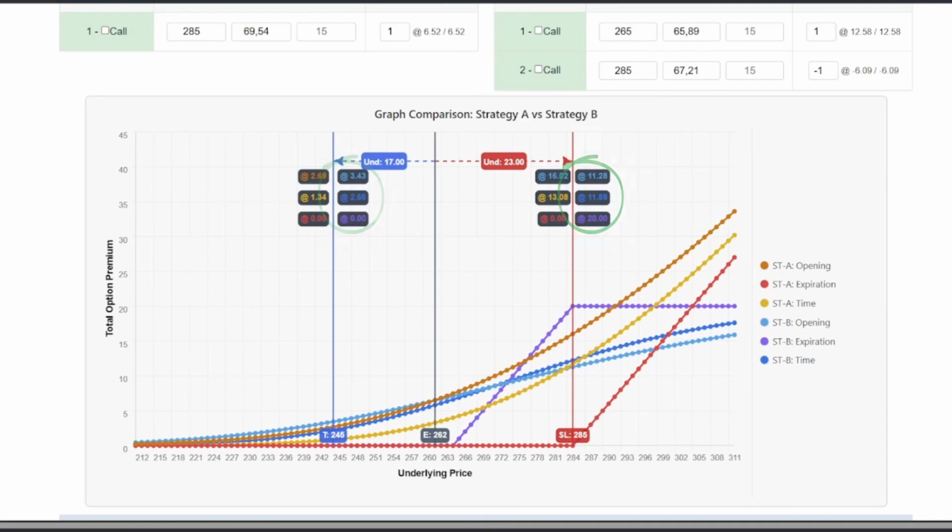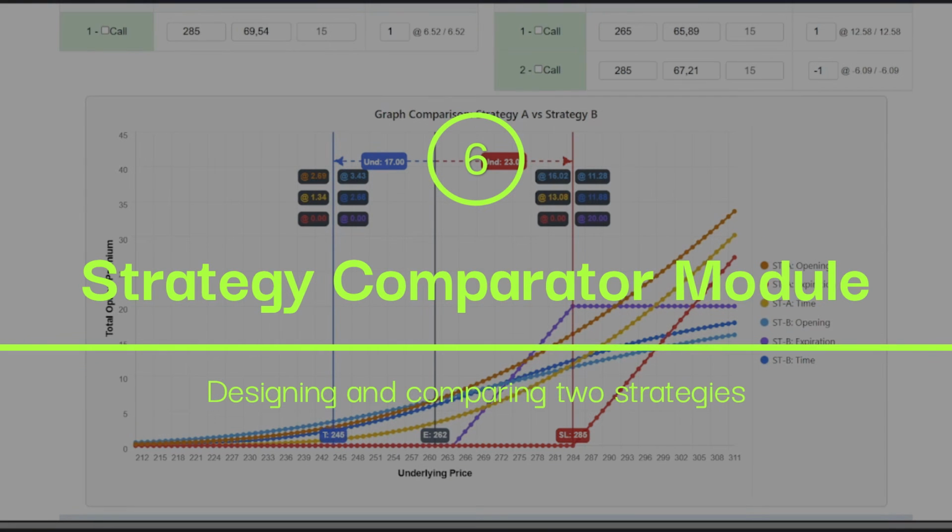In the next video, we will learn to use the comparator panel to discover the metrics of both strategies. See you there.